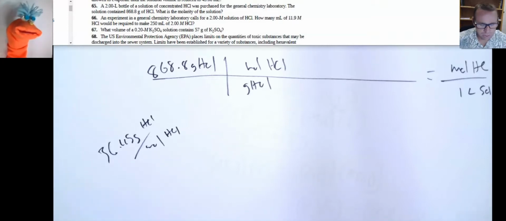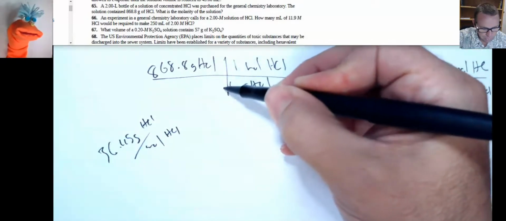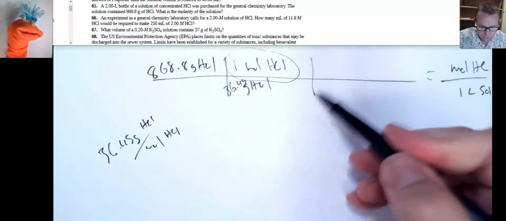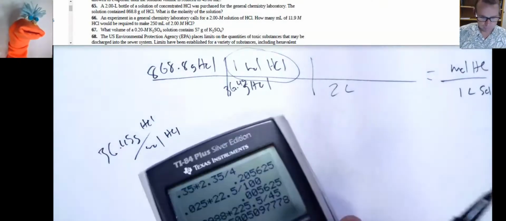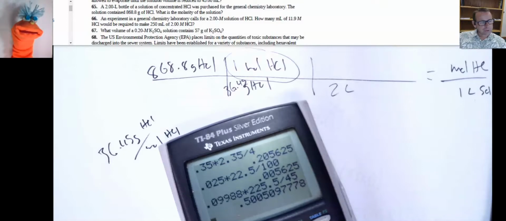What are you looking at? I just want to make sure I understood what we were doing here. So, yep, 36.45 grams. That's going to give us the moles of HCl. And there's a 2-liter bottle there, so that's liters of solution on the bottom. Okay, so we just have to finish this one up here.